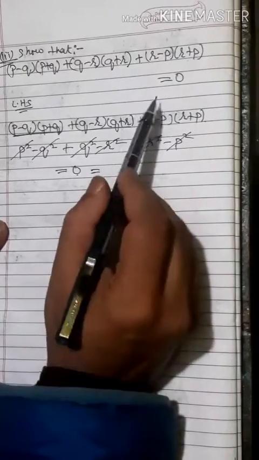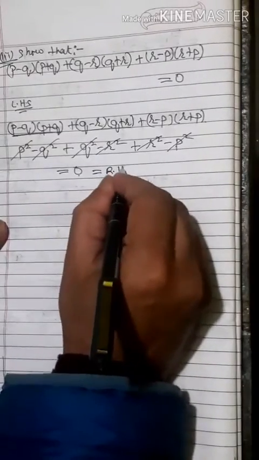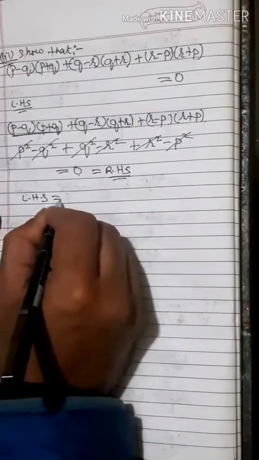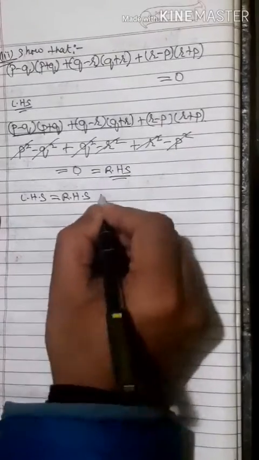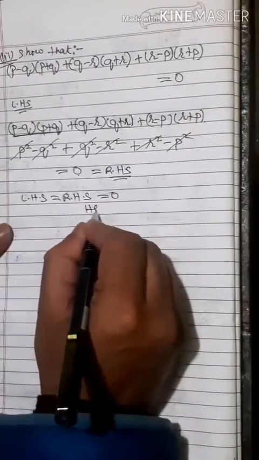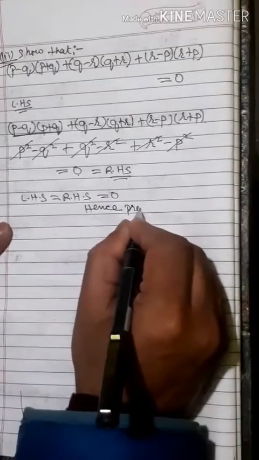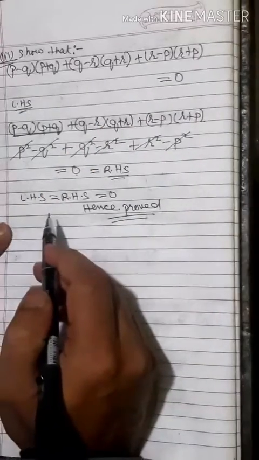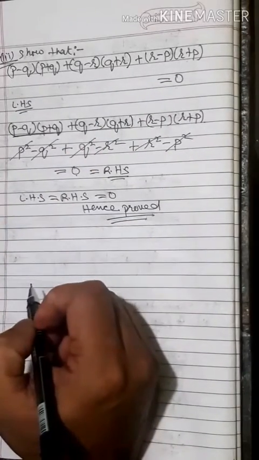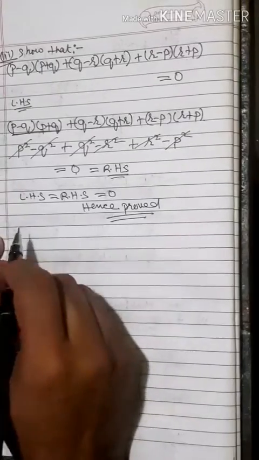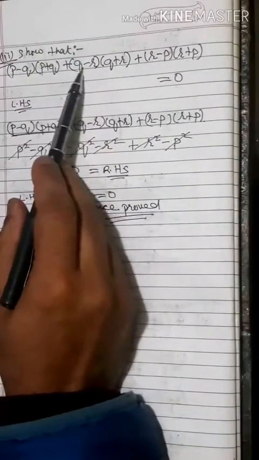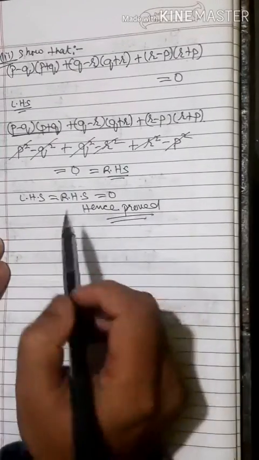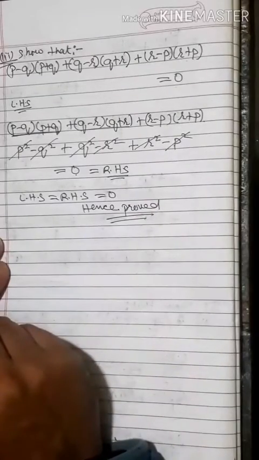And what is 0? 0 is nothing but our right hand side. So LHS, the left hand side, is equal to the right hand side, which is 0. Hence we have proved whatever we were asked to in question number 8 Roman 3. I hope this sum is clear to you. Actually, this sum was a very simple one. It is already given in perfect order of a square minus b square form. Everything cancels out, and then you automatically get the right hand side.